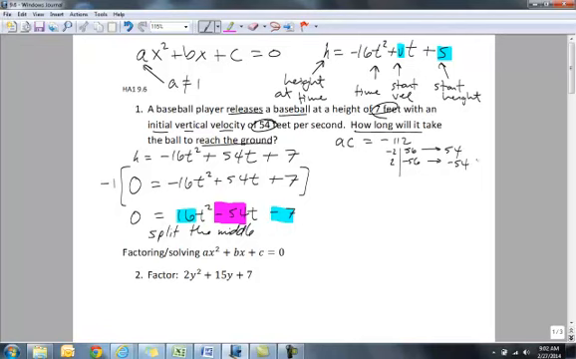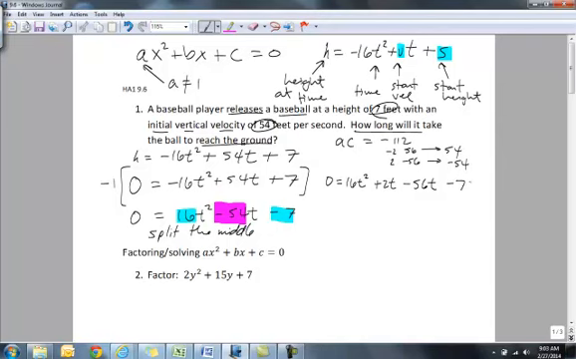Okay, so here's what we do with AC. Here's where we're going to split the middle. What I'm going to do is rewrite it like this. I'm going to write 0 equals 16t squared, and then plus 2t minus 56t, and then still minus 7.